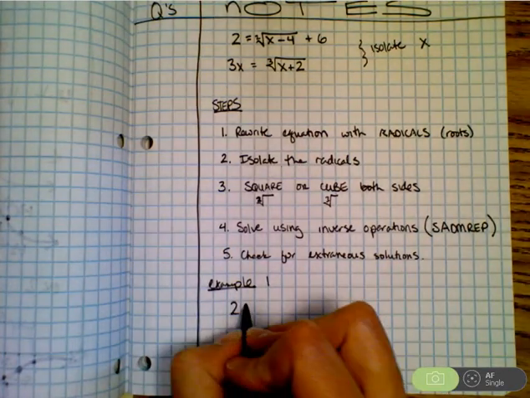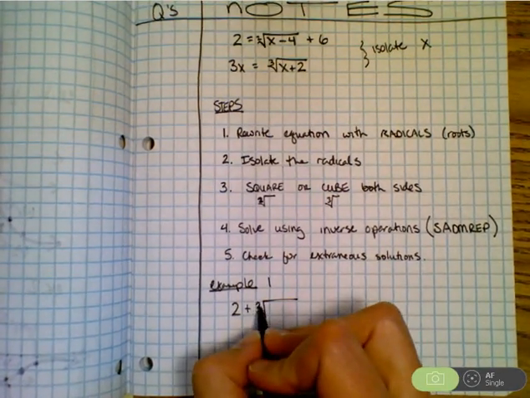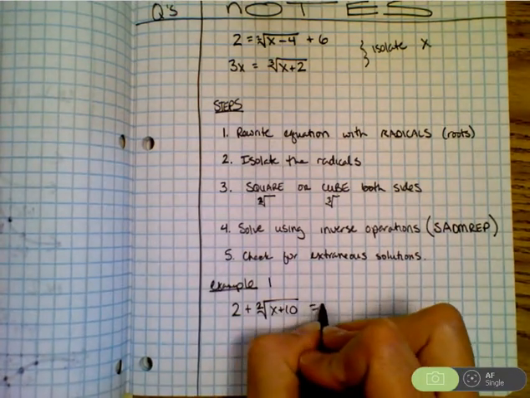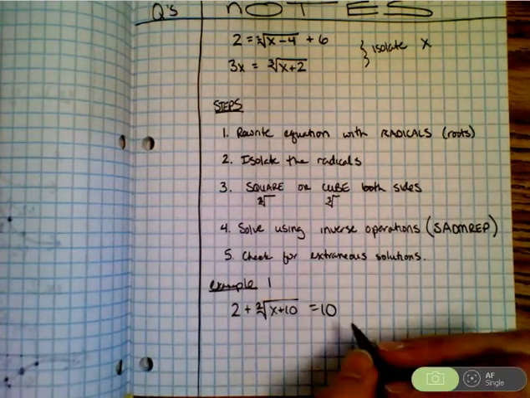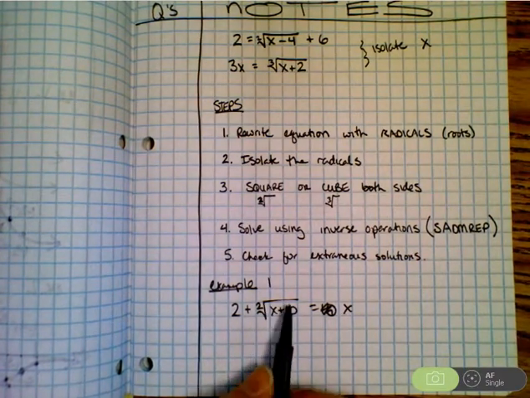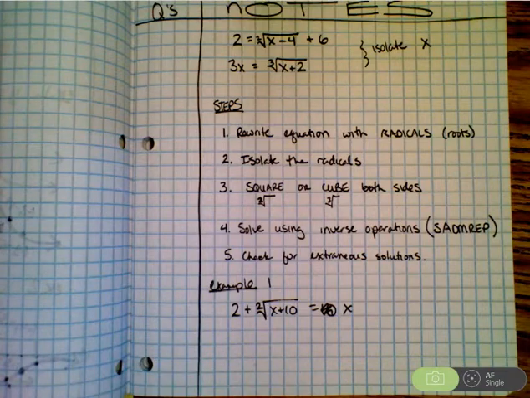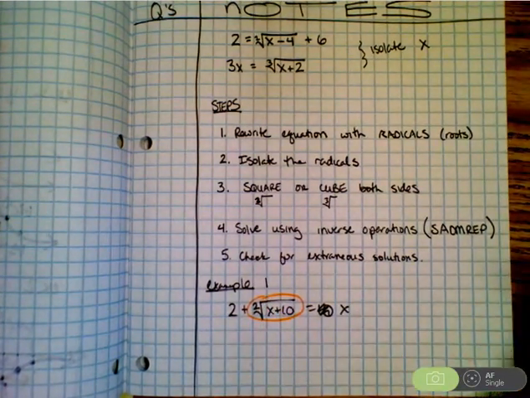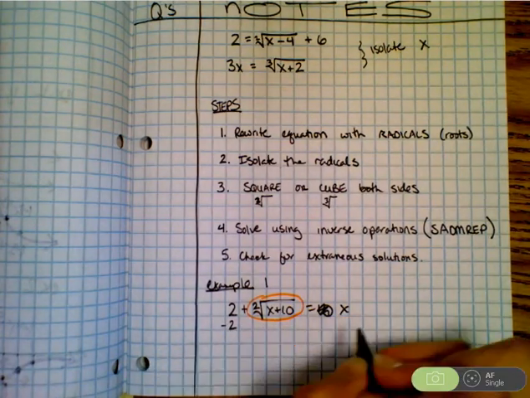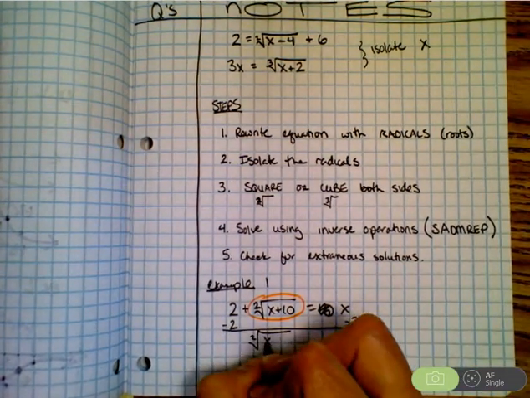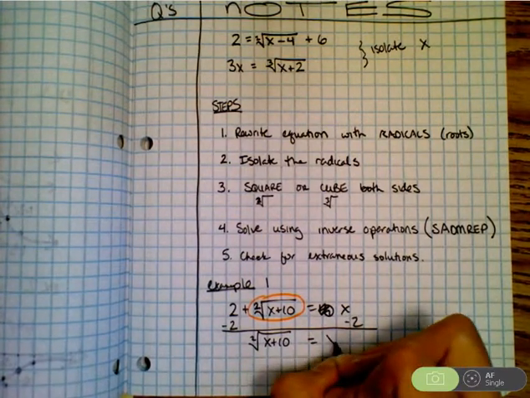Example 1, 2 plus the square root of x plus 10 equals, not 10, I'm sorry, equals x. So when we look at this, notice that we don't have the radical by itself. So what we want to do first is isolate that and get it all alone. In order to do that, I'm going to subtract 2 on both sides, and I'm going to get the square root of x plus 10 equals x minus 2.